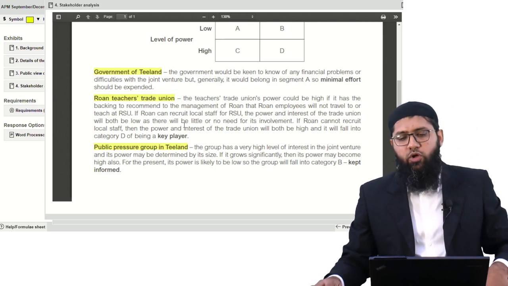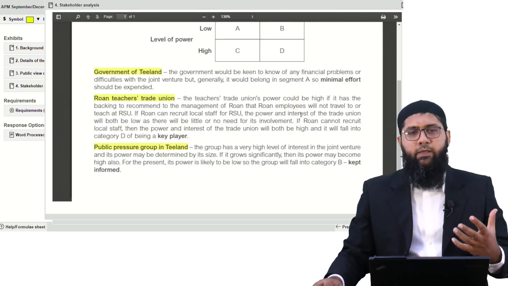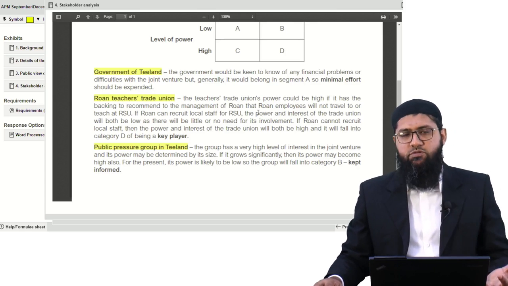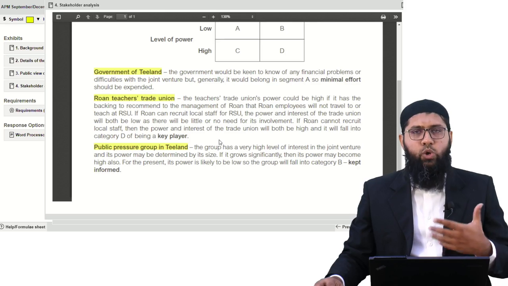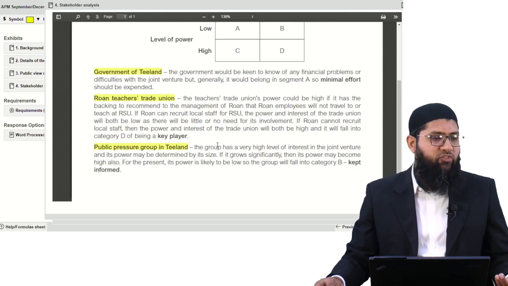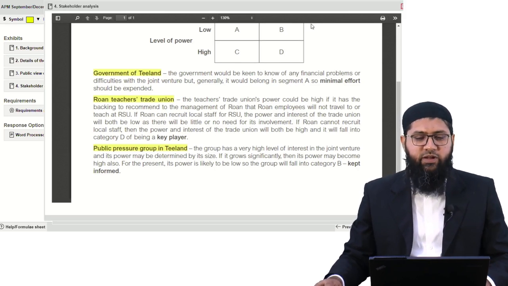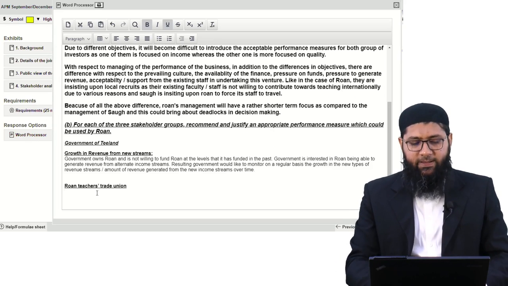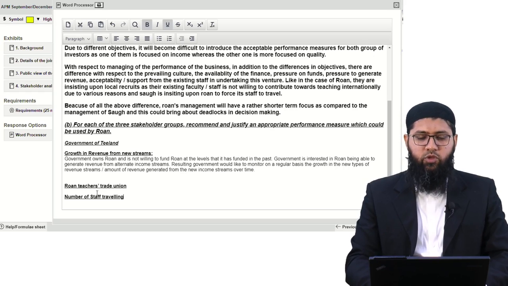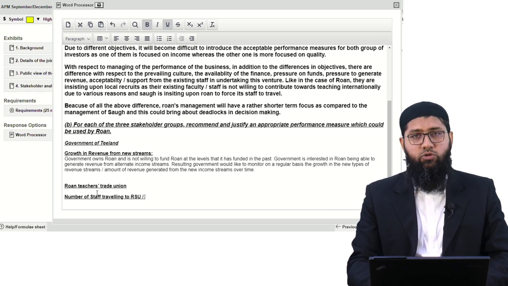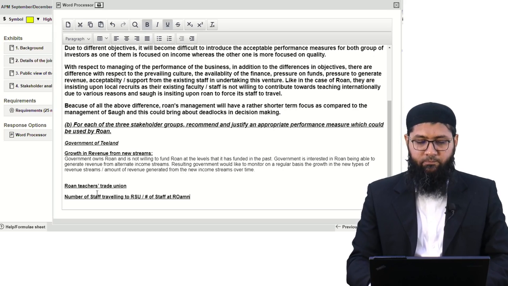Now see. So the teachers union would be concerned about the proportion of the staff who are required to travel. The second thing is the number of courses that the Roan local staff are required to teach in D land. So that is what they are going to be morally concerned about. So you could just include this: you could say the number of staff traveling to RSU as compared to the number of staff at Roan.